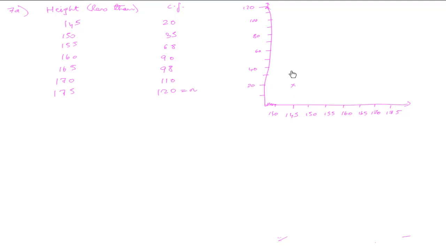It will be between these two, children. Approximately it will come here. 155 at 68, so 155 just below 70. 160 at 90, 165 at 98, 170 at 110, 175 at 120. So approximately, children, draw a smooth curve connecting all these values.